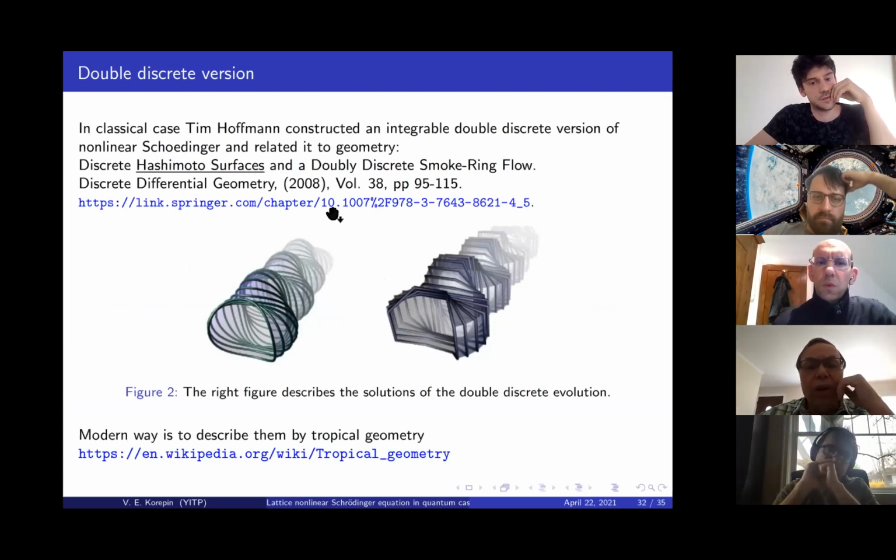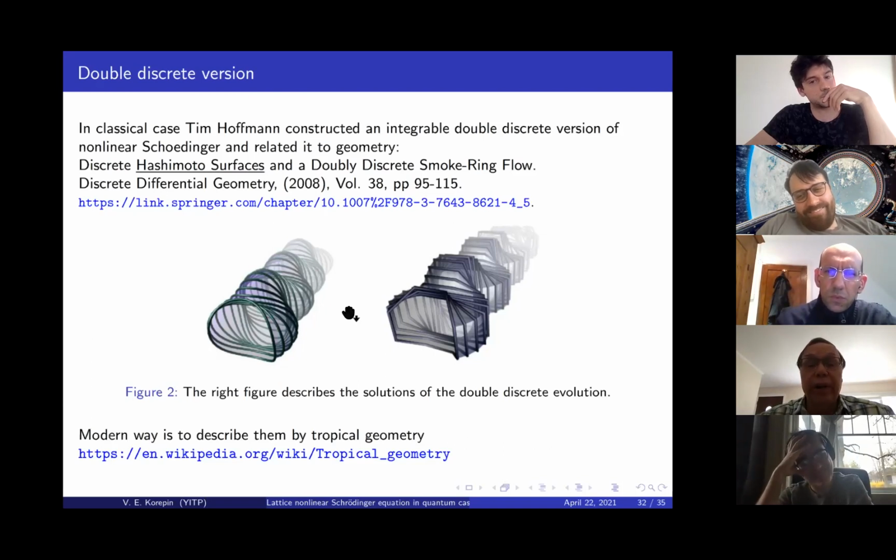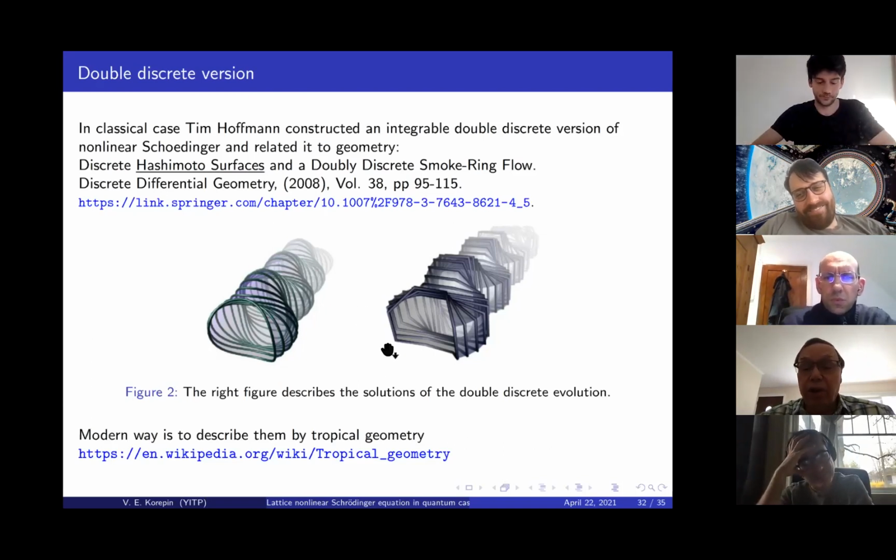And he wrote it, that's a link. If you click into here, then the paper of Tim Hoffman will come up. So his nonlinear Schroedinger looks like a bunch of recursion relations, which are in this paper. But the solution of his double discrete nonlinear Schroedinger is nice. It's called Hashimoto surface. That's a Hashimoto surface, the right one.